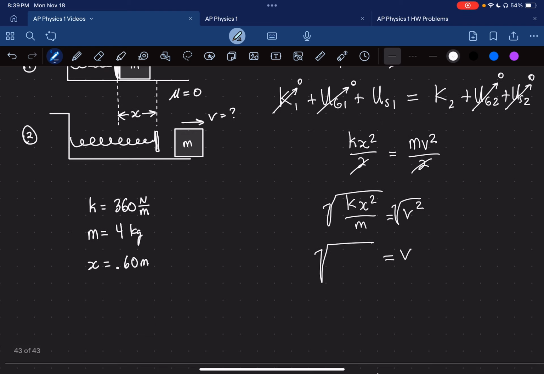And before we have an answer, we need to plug in the numbers. This is 360 times 0.6 squared over the mass, which is 4. So I'll grab our calculator.